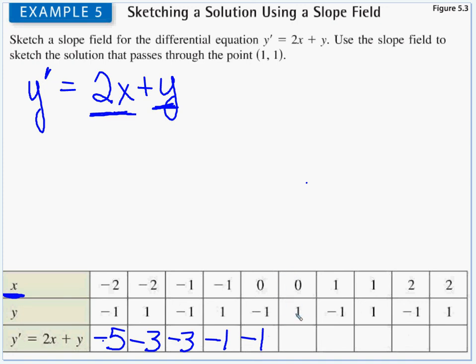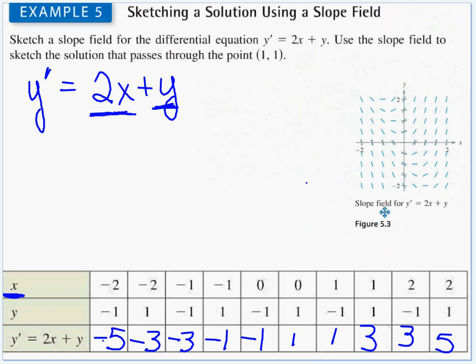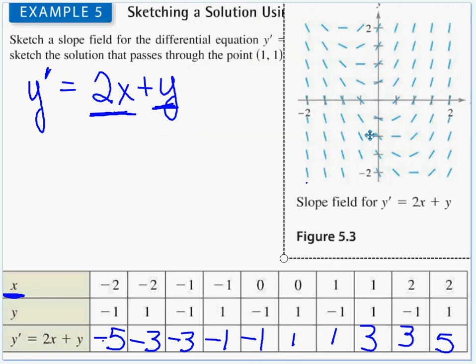Double the x, add the y, 1. Double the x to 2, add the y, 1. Double the x, add the y, that'll be a 3. Double this to 4, add y, -1, that would make that a 3. Double that to 4, add 1, 5. So here are some slopes occurring on our slope field. And is this it up here? Yeah. So here's what our slope field looks like. If we were to graph these line segments and a whole bunch more, we get this slope field.